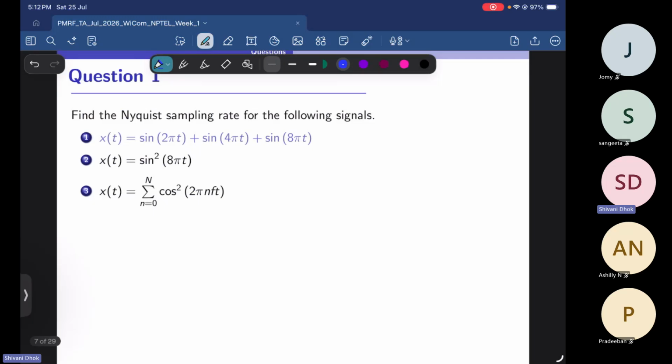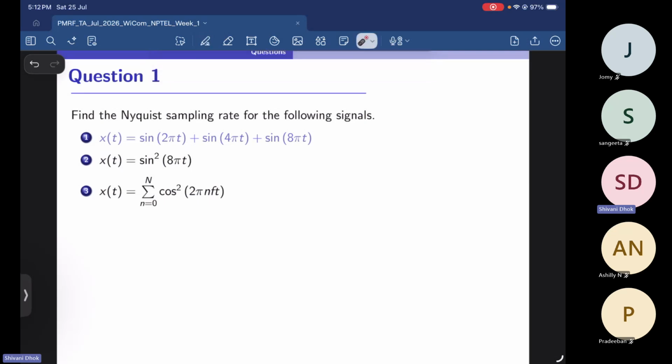Okay. So the first question says, find the Nyquist sampling rate for the following signals. The very first signal given to us is x of t. X of t is sine of 2 pi t plus sine of 4 pi t and sine of 8 pi t. So what we have to do is first identify the maximum frequency in this given signal.